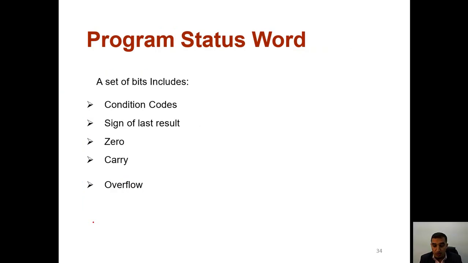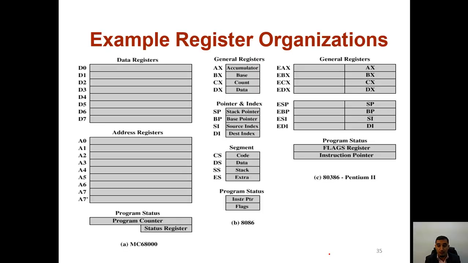So the program status word is the conditional code, a set of bits: the sign of the last result, the zero, the carry, the overflow. We also call it the flag register. The flag register basically holds the status of the CPU. What are the conditional codes? What is the sign of the last result? What is the Z? Is it a zero? Is there a carry? Is there an overflow? Which is very important.